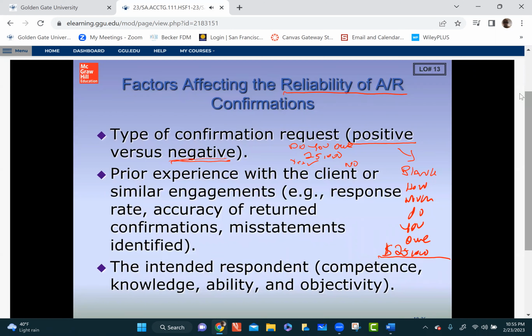Okay, so when would you use negative? Well, negative, did I say this already? I think I did, but let me repeat it. Negative is, I don't care. If you say in the confirmation, only respond to me if you don't agree. So you send something to somebody and you say, only respond to me if you don't agree.